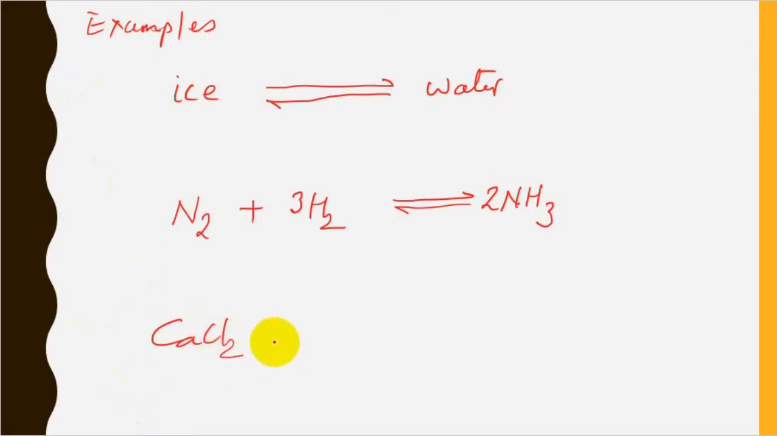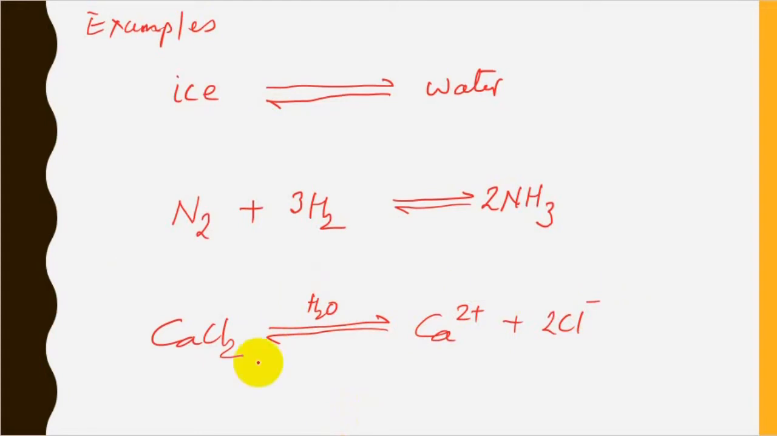CaCl2. I can add it to water. You know, when an ionic compound is added to water, it will break up into ions, Ca2+ and 2Cl minus, isn't it? You have just added water, it dissolves, and when it dissolves, it dissociates.